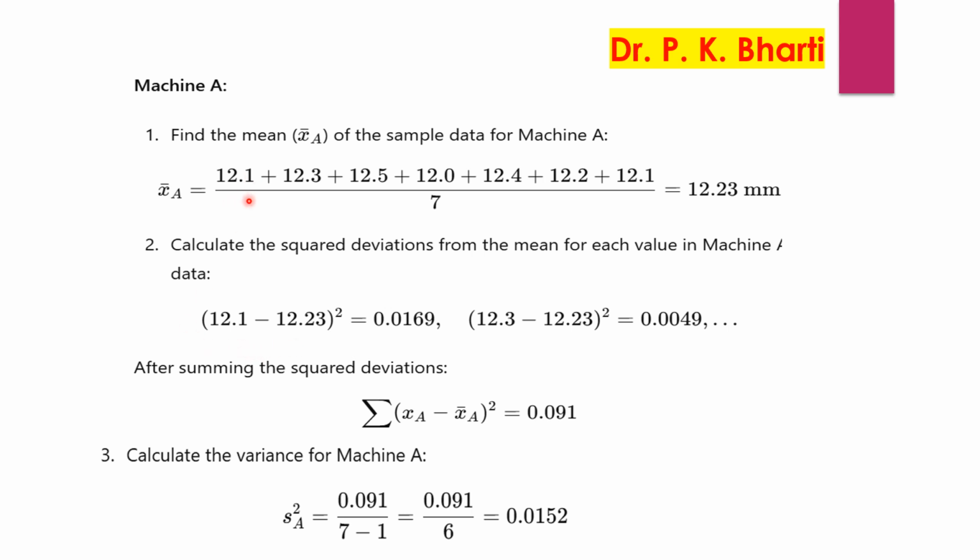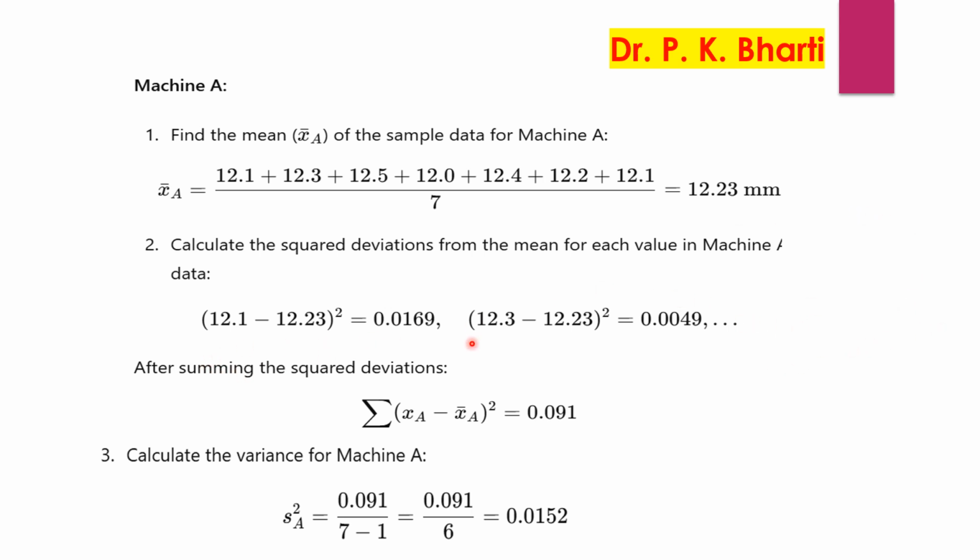First value is 12.1 and the average is 12.23. So first value will be 12.1 minus 12.23 whole square, that is 0.0169. Then we can calculate another value 12.3 minus 12.23 whole square, and so on. We can calculate third value as 12.5 minus 12.23 whole square. Fourth value 12.0 minus 12.23 whole square.